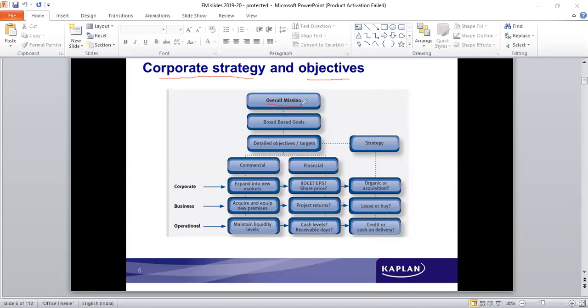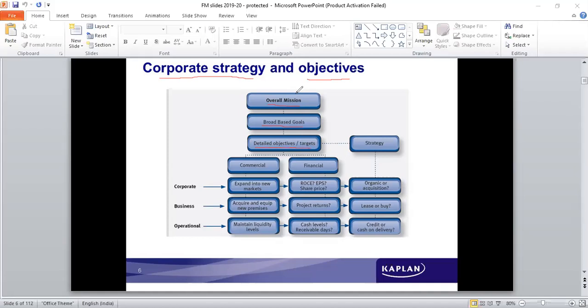Once the mission is decided, the goals and objectives of the organization are defined: what has to be achieved so that the purpose of its existence can be fulfilled. So the goals and the detailed objectives or targets are decided. These have to be achieved so that the purpose of the existence of the organization can be fulfilled.